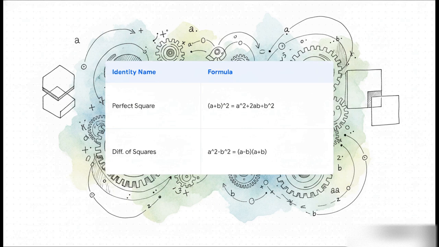The perfect square identity shows us that a squared plus 2ab plus b squared always collapses down instantly to a plus b all squared, and the difference of squares tells us that anytime you see a squared minus b squared, it immediately becomes a minus b times a plus b. Recognizing these instantly solves the whole problem for you.